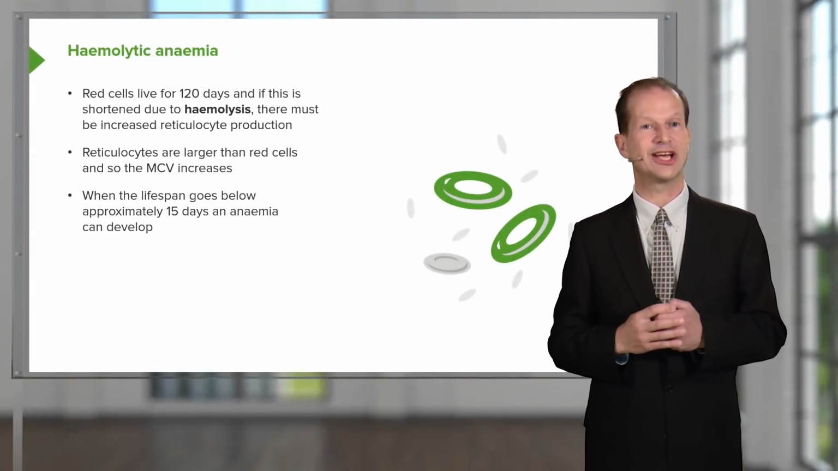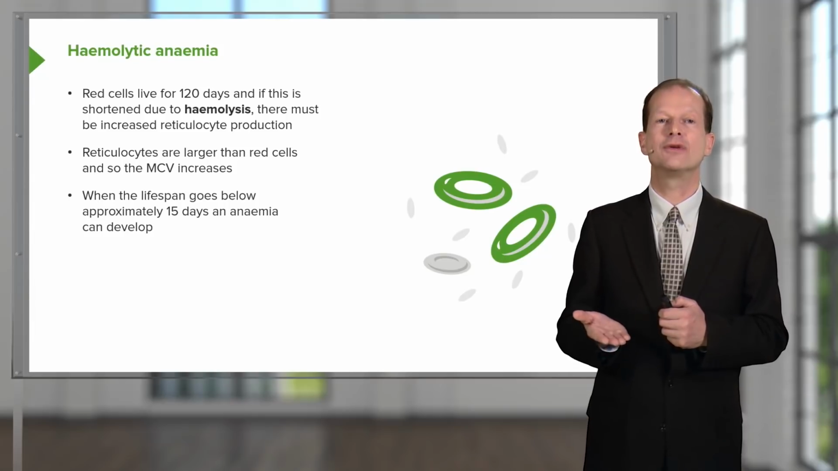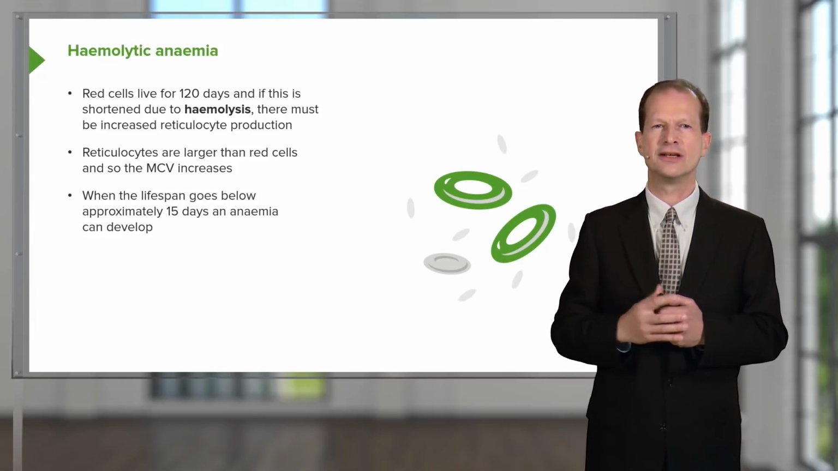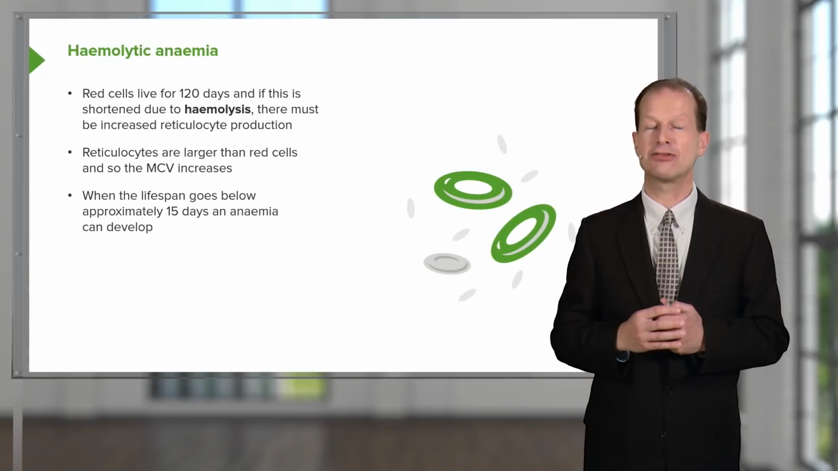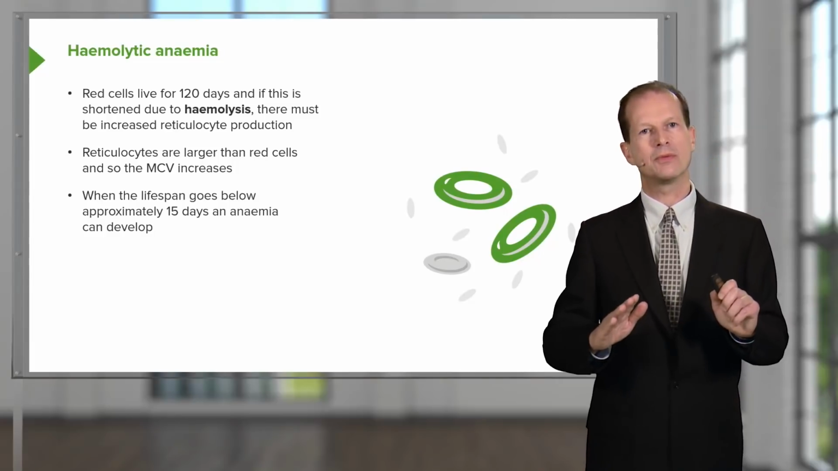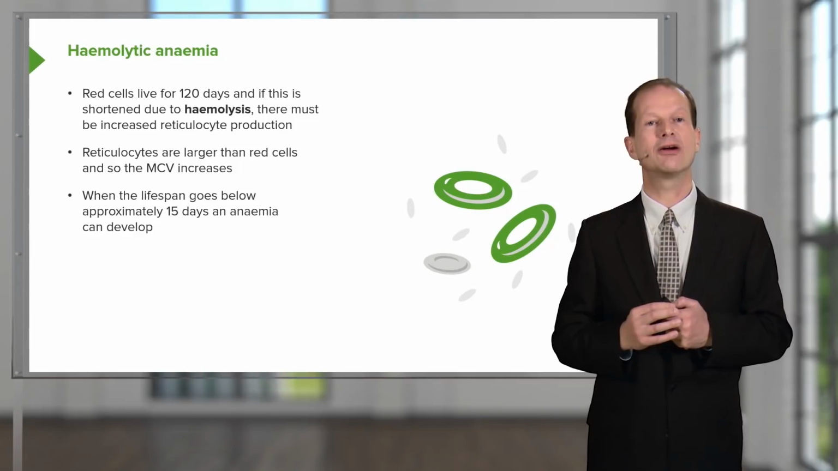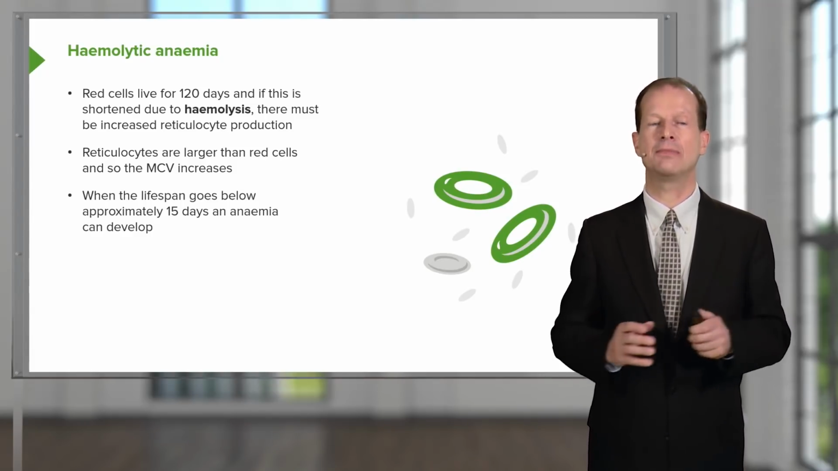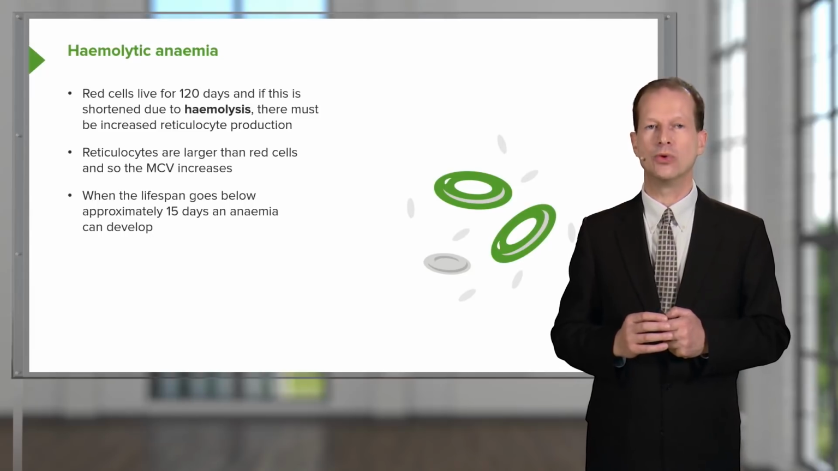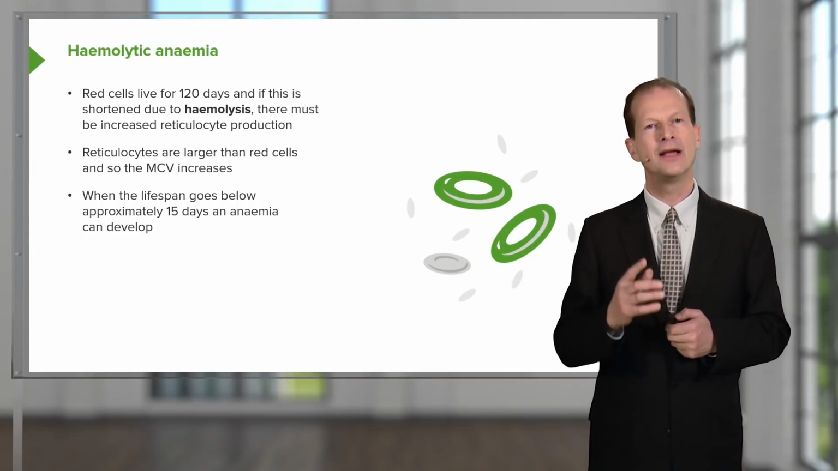Interestingly, reticulocytes are slightly larger than red cells. So in fact, the mean cell volume within the blood increases. So this anemia can be macrocytic in some cases. Now, the bone marrow can normally cope with a shorter lifespan of red cells until it goes below around 15 days. And then really it just cannot keep up, and anemia is almost inevitable. And that is hemolytic anemia.